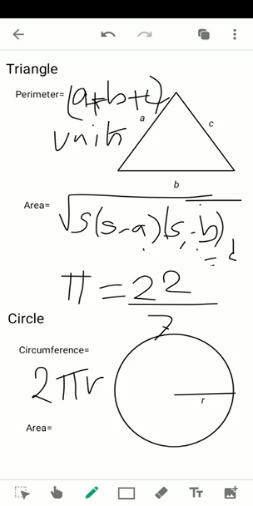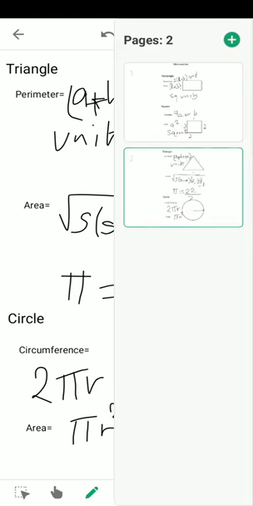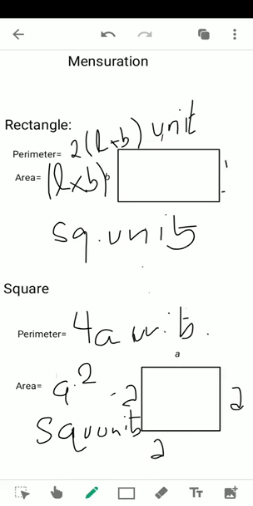Now when we want to calculate area, it will be given by pi r square. Again, do not forget the units. So these are the formulas. Let us try to recall the formulas once more. Perimeter, in case of rectangle, will be 2 into length plus breadth. Area will be length into breadth. In case of square, perimeter will be 4a, where a is the length of the side, and area will be a square.